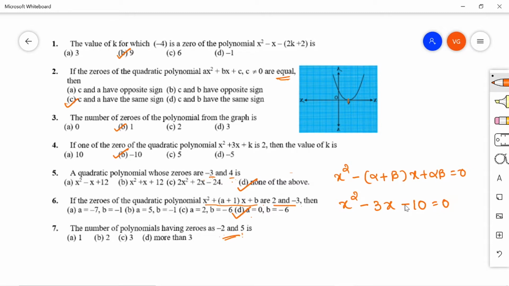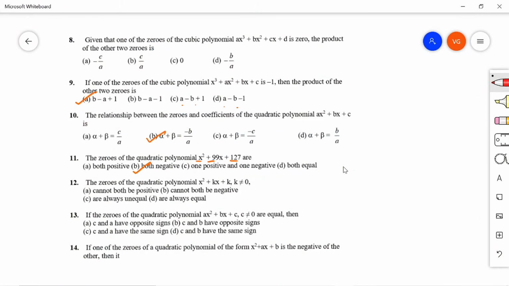But as I said in question number 5, any multiple of this polynomial will also have the same roots. So it can have any number of solutions, n number of solutions. In the options you have 'more than 3', so that can be selected as your correct answer here.